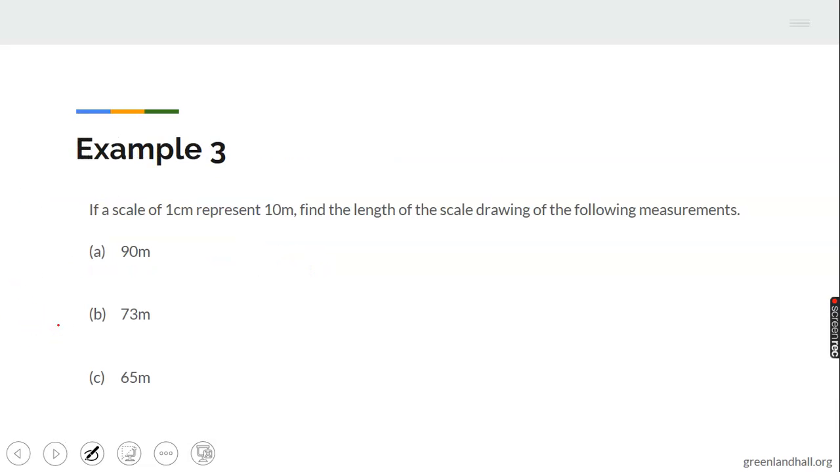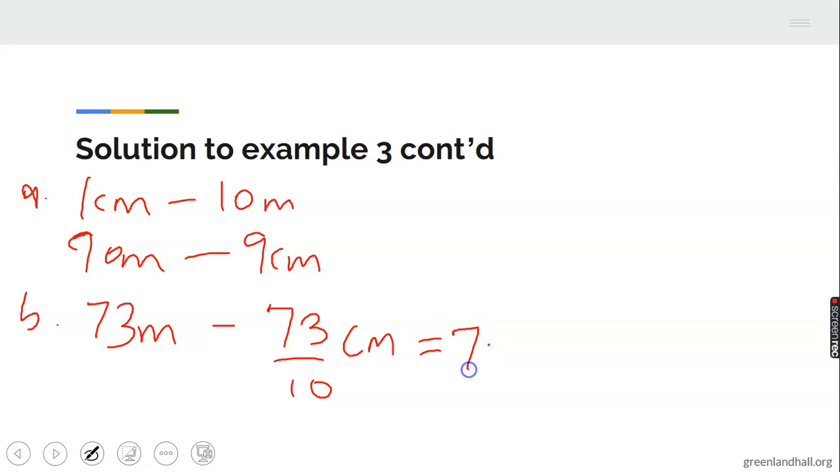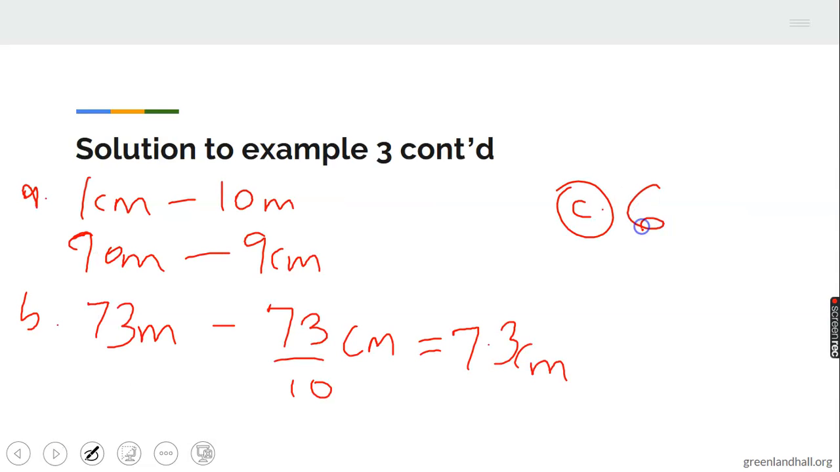Then B, you have 73. So 73 meters will be equivalent to 73 over 10 centimeters. And this will give us 7.3 centimeters. Then the last one, which is 65, that will be 65 meters will be equivalent to 65 multiplied by 1 over 10 centimeters, and this will give us 6.5 centimeters.